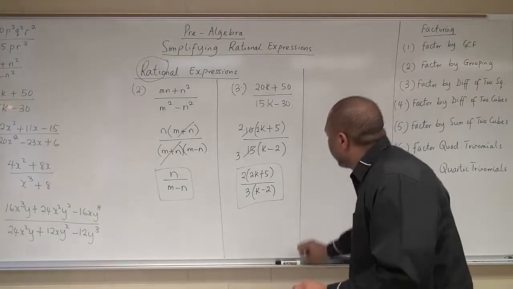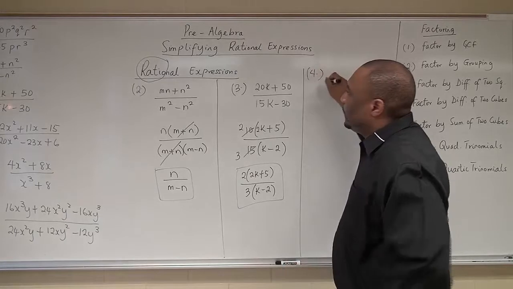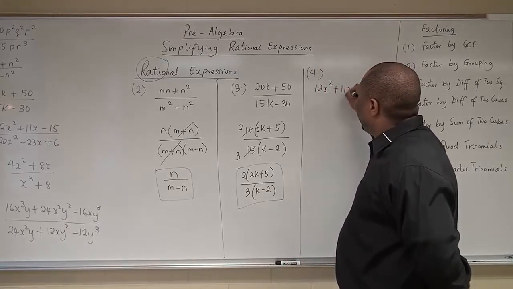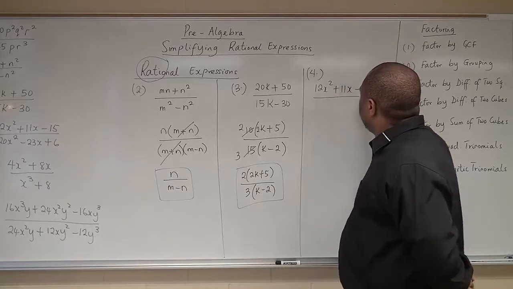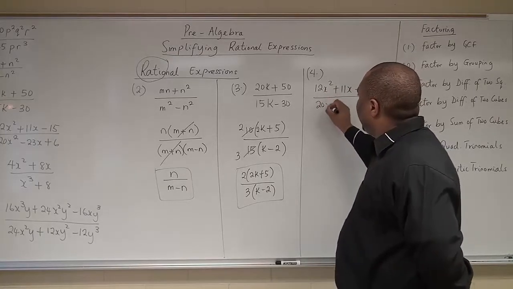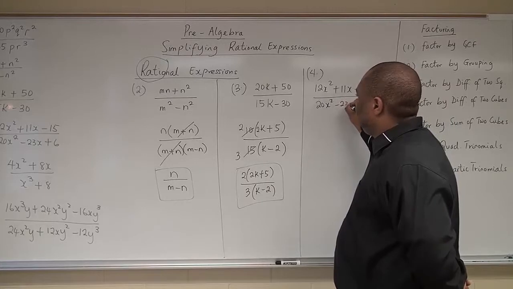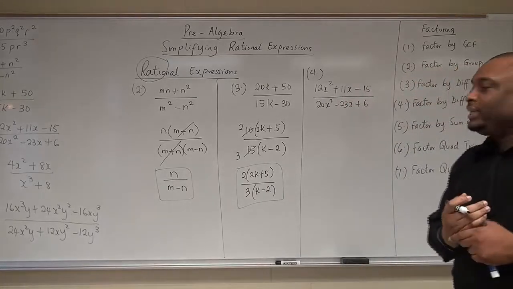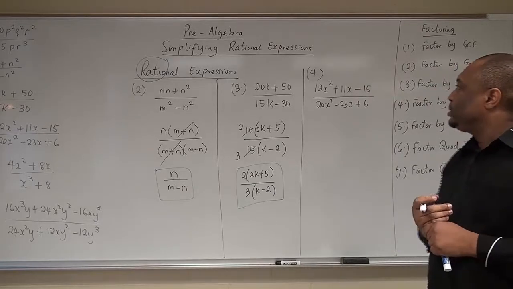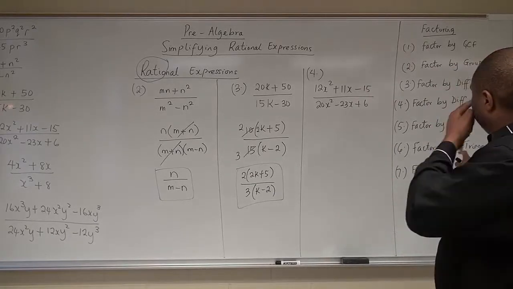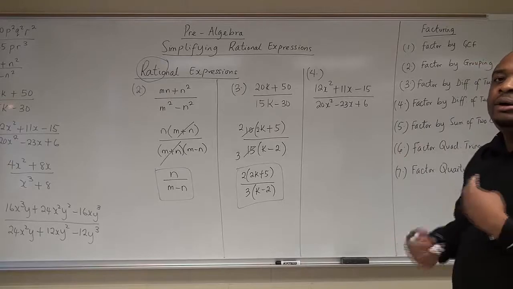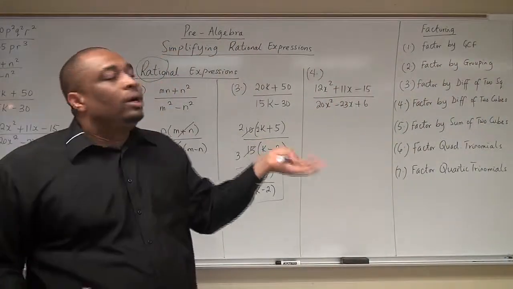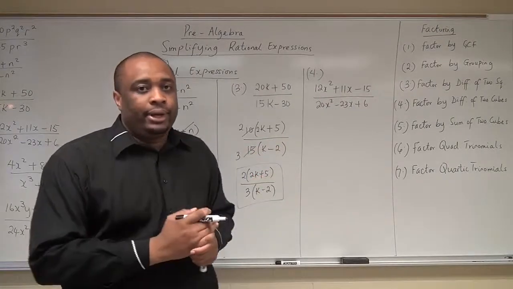Question 4. We have 12x squared plus 11x minus 15 all over 20x squared minus 23x plus 6. Okay, when we look at question 4, the numerator is a quadratic trinomial, and the denominator is also a quadratic trinomial. So, let's see whether we can factor it.